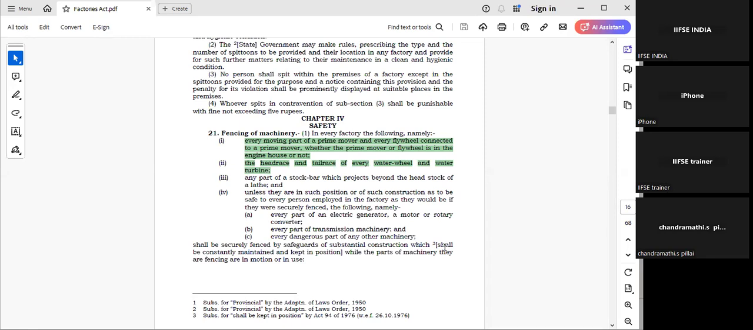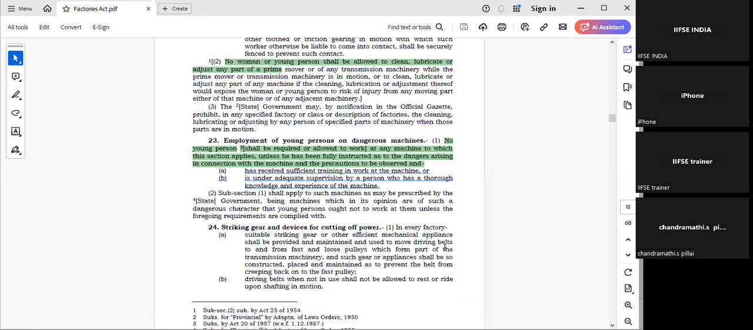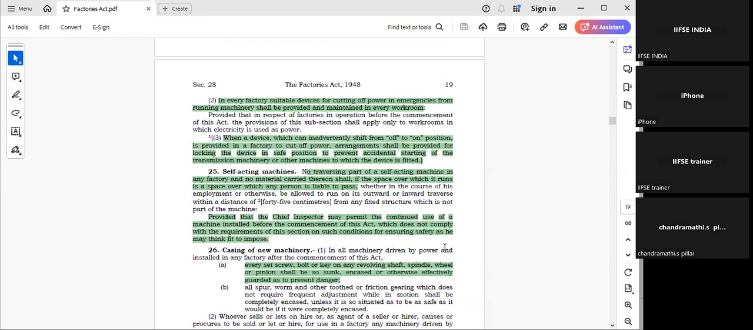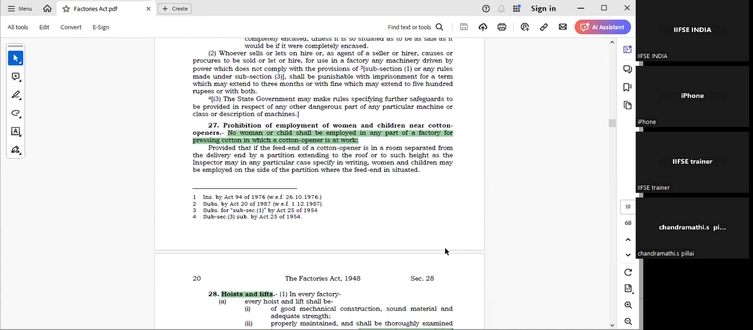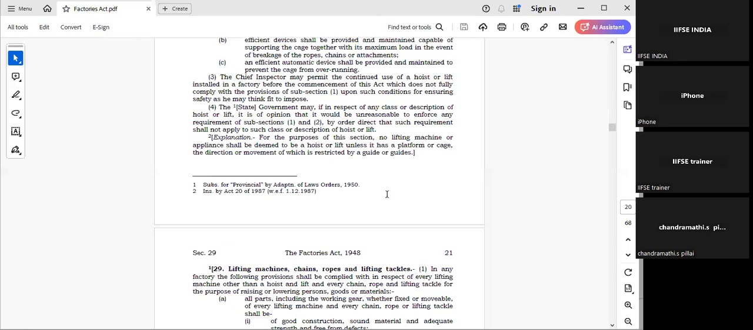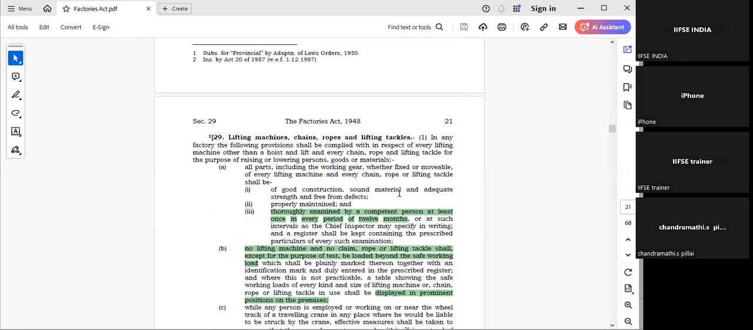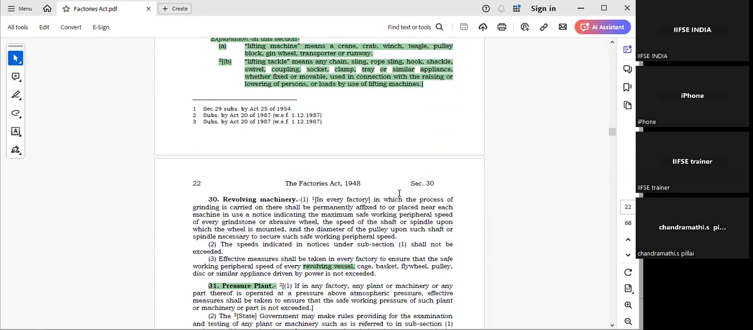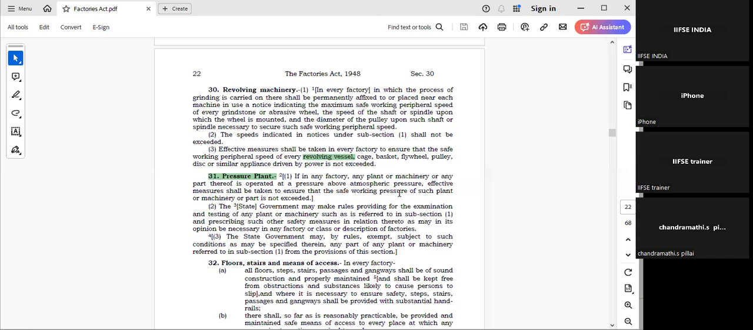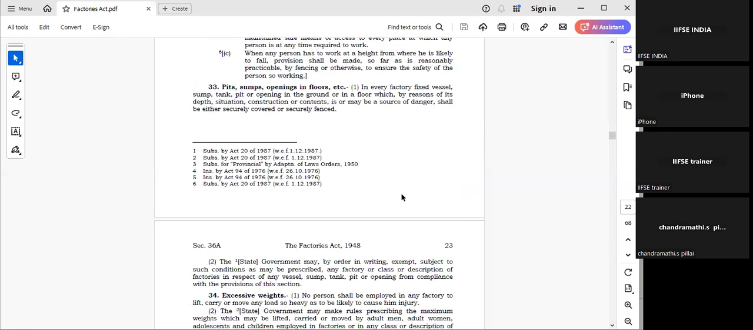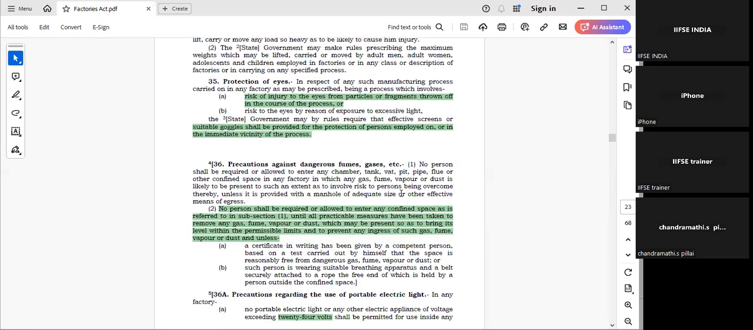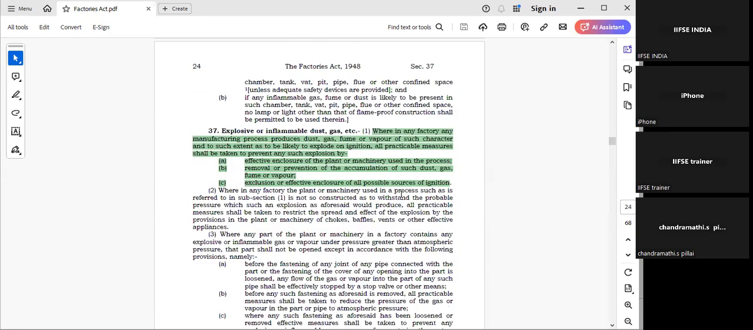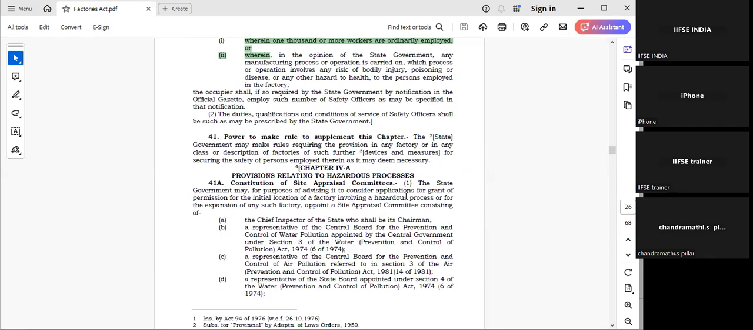Then in this chapter, we have seen fencing of machinery, work near machinery, employment of young persons, striking gear, self-acting machines, casing of new machinery, prohibition of employment of women and children near cotton openers, hoists and lifts. Then we have seen lifting machines, chains, ropes and lifting tackles. Then we have discussed revolving machinery, pressure plants, then floors, stairs and means of access, then pits, sumps and openings, then excessive weights and protection of eyes, precautions against dangerous fumes and precautions regarding portable electric light, explosive or inflammable dust, etc. So this section talks completely about the safety aspects.